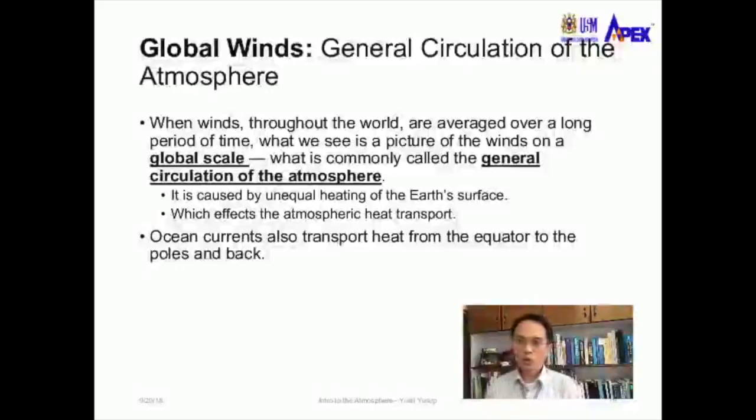Now we go into the global winds, or the general circulation of the atmosphere. If we take all the winds throughout the world and average them over a very long period of time, let's say a few weeks or months, then the average that we see is the picture of the winds on a global scale. And the winds on a global scale is what we call the general circulation of the atmosphere. And this scale also goes for a few thousand kilometers in size.